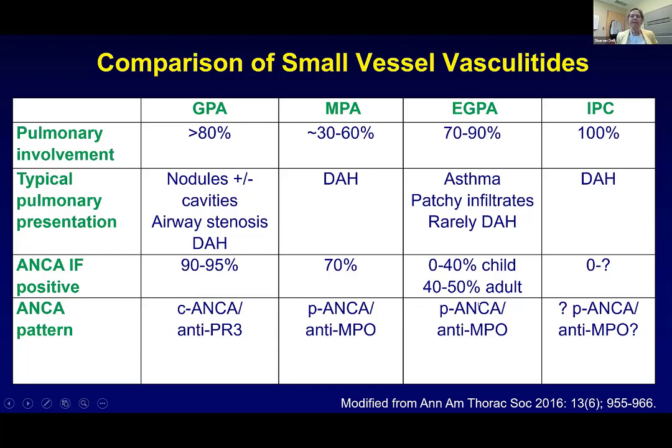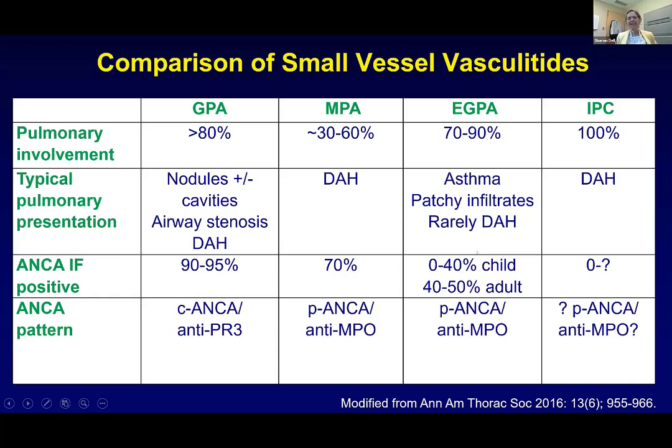EGPA, okay, so for those of you that guessed that EGPA may have the lowest rate of ANCA positivity, I wouldn't blame you for answering that. And actually, if this was an exam question, maybe I would give you a point for saying EGPA. Because if you look at different publications, the rate of ANCA positivity in children is anywhere from 0 to 40%. And adults, it's 40 to 50%, okay?